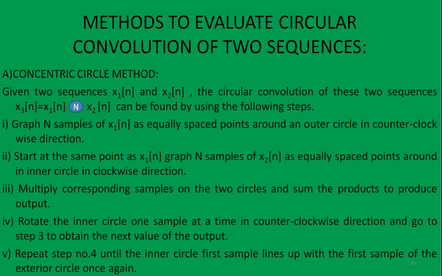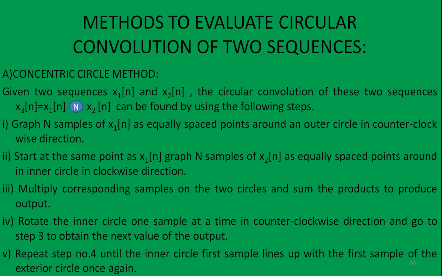In such a way, repeat step 4 until the first sample of the inner circle lines up with the first sample of the outer circle once again. That means if you rotate the points of the inner circle, we finally reach the point where we started. Until we reach that initial point, we have to repeat the procedure and find the corresponding outputs.